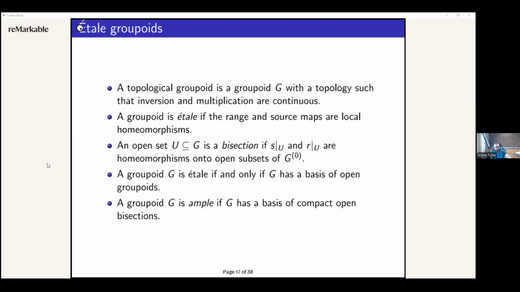Some other things that we want with our groupoids is a topological structure. It's a topological groupoid if there's a topology on our groupoid G with inversion and multiplication being continuous, same as the definition of a topological group. A groupoid is etale if the range and source maps are local homeomorphisms, meaning around every point there is some set so that my range map going into the units is a homeomorphism. And actually, I say range and source, but one implies the other.